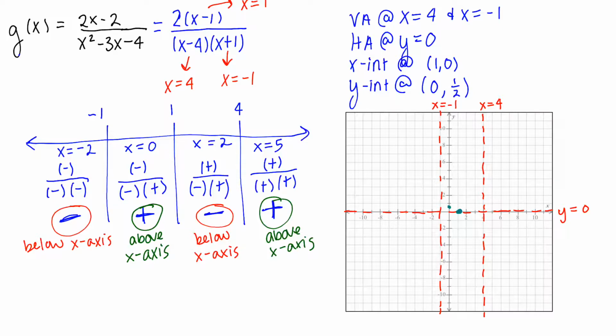So really, our graph is being split up into 4 different sections. There's the section before -1, the section between -1 and 1, between 1 and 4, and then after 4. And these are just telling us if it's below or above the x-axis. Believe it or not, that's enough information for us to know what it looks like.